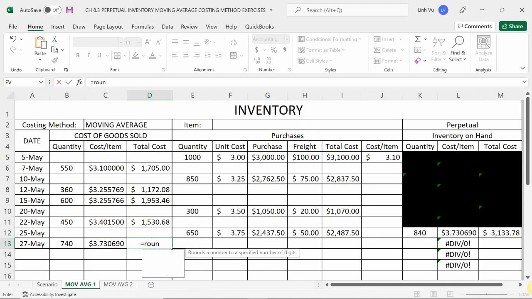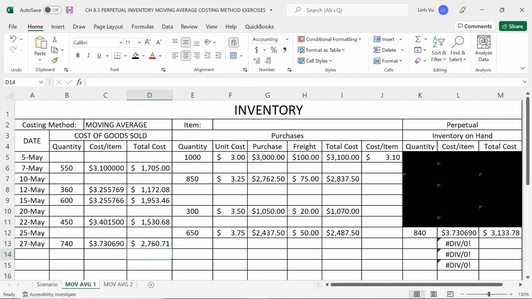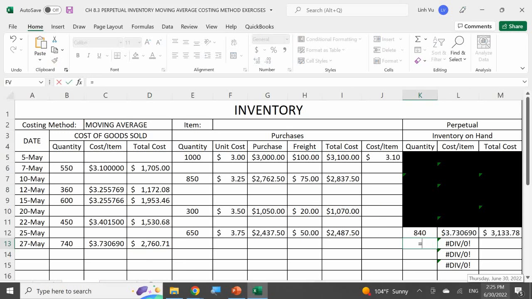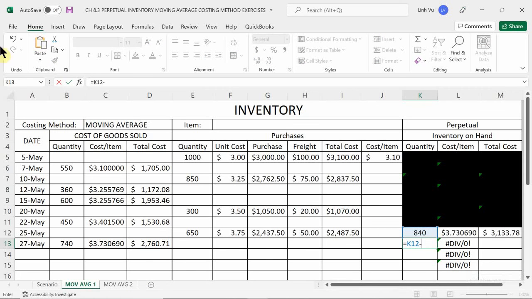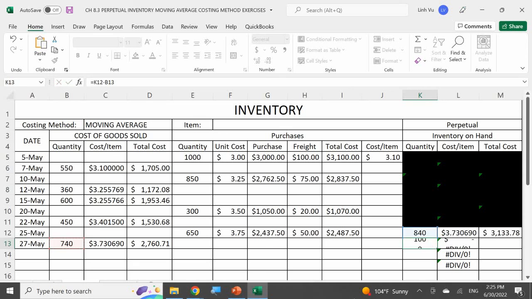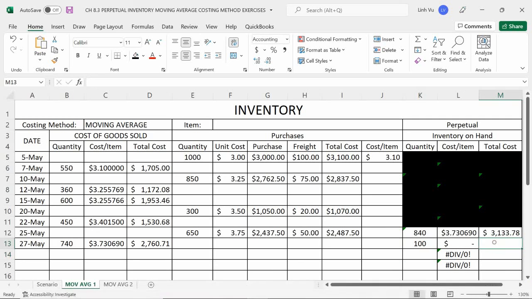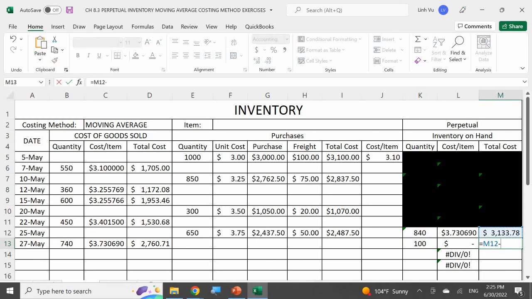$3.730690. Okay, good. So we're going to calculate my cost of goods sold. What is my cost of goods sold going to be? I have $2,760.71. Okay, so we need to update my inventory. If I started with 840 and I just sold 740, I should have 100 units left remaining, which is true because that was my ending balance at the end of May 31st. Okay. Now, what's my new total cost? $373.07. Yep.